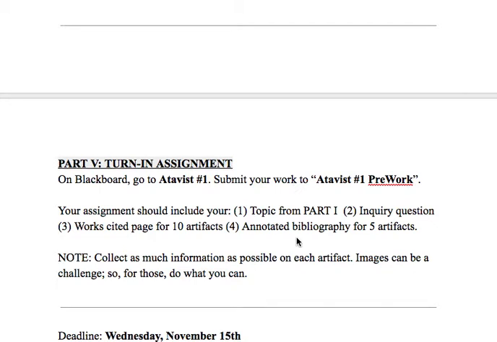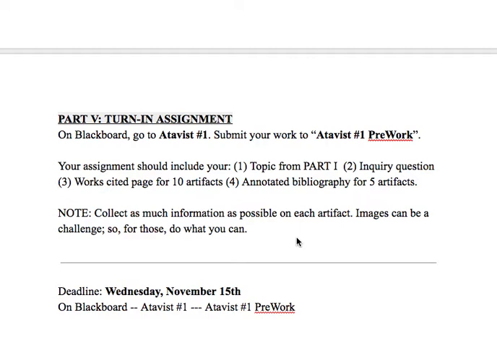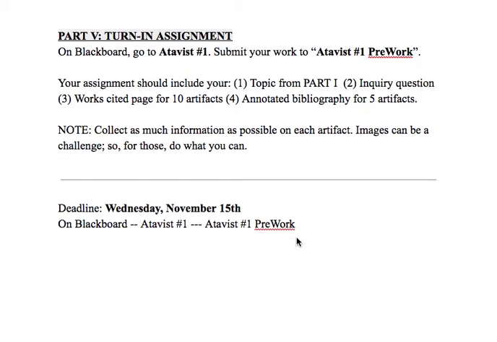Then number 3 is your works cited page. Your works cited page has 10 things in it, 10 citations, 5 multimedia, 5 written artifacts. And then lastly, you have an annotated bibliography with 5 of the artifacts annotated. It's your choice which 5. I just caution you that sometimes it's difficult to track down information about images, but it can be done. So if you're choosing to do an annotation on an image, which is totally doable, it's totally doable if you consider the captions, if you consider the photo essays that we saw people do in the MITs at the beginning of the semester. It's totally doable. And the deadline again is Wednesday, November 15th at 8 a.m.